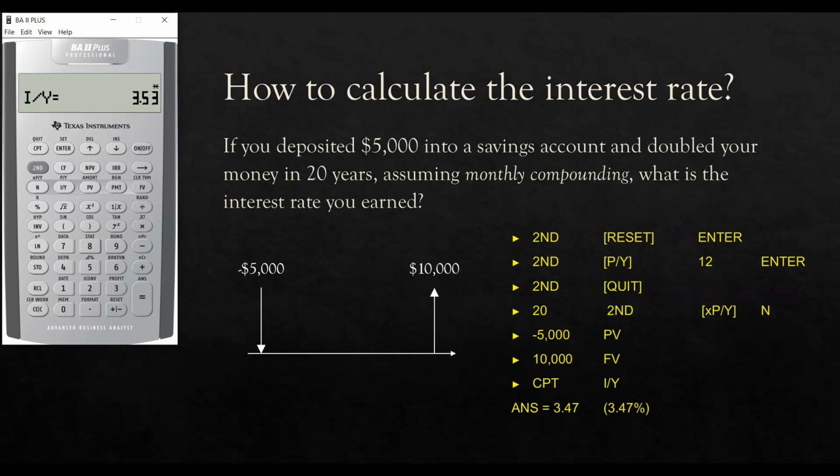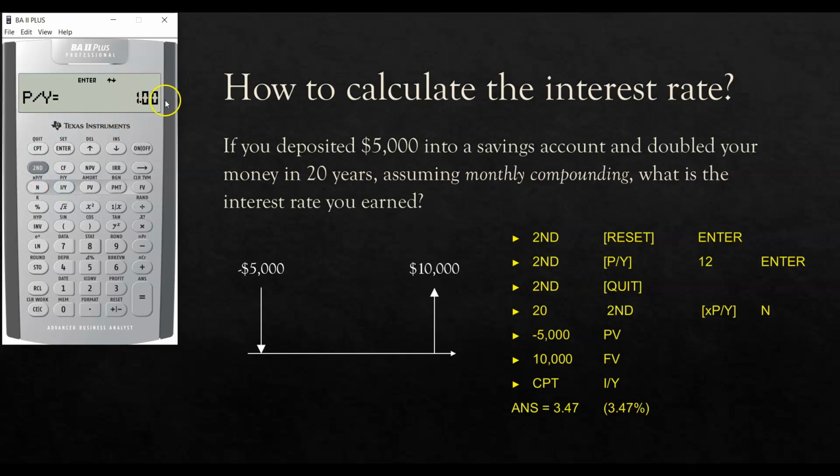Again, let me show this to you using my own financial calculator. What I want to do is second, reset, and enter to clear the memory. Like I said, the first step because you have monthly compounding is to set your P/Y to be 12. Notice the P/Y is actually on top of I/Y. In general, if you want to access anything that's on top of a key, you use the second button. So here we want to access P/Y, so we do second P/Y.